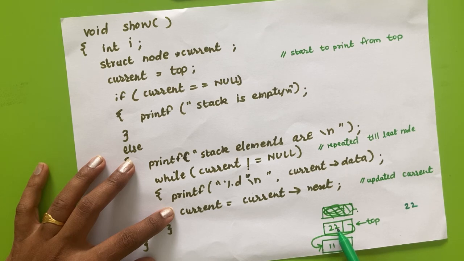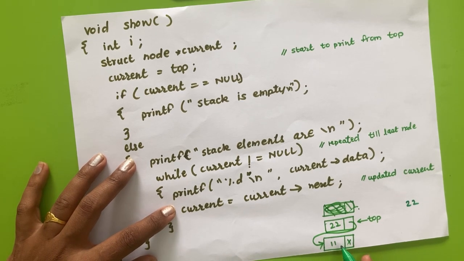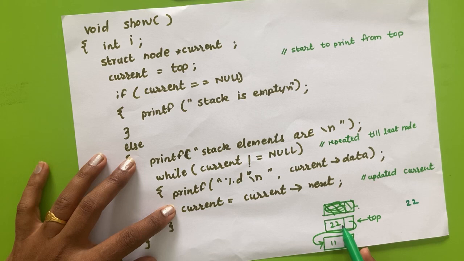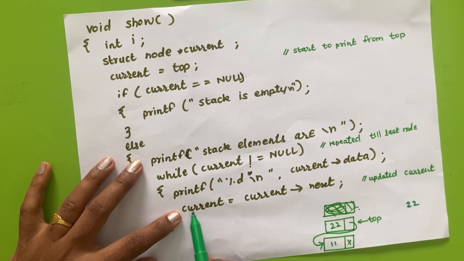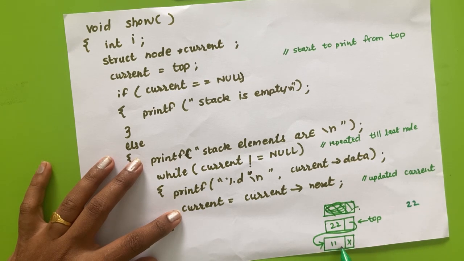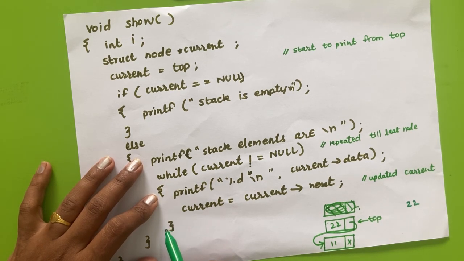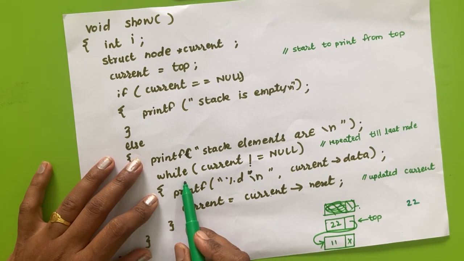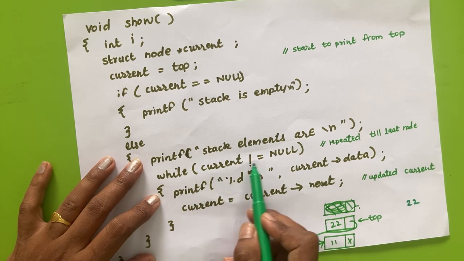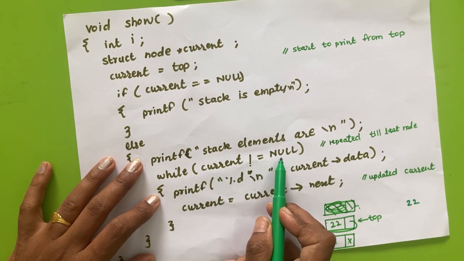Now we have to update current to the next node in the linked list. It gets updated with the statement current = current->next, because current->next will be this node. Now my current node will be the 11 node, and one iteration of the while loop is completed. So it will again check the condition, current not equal to null.